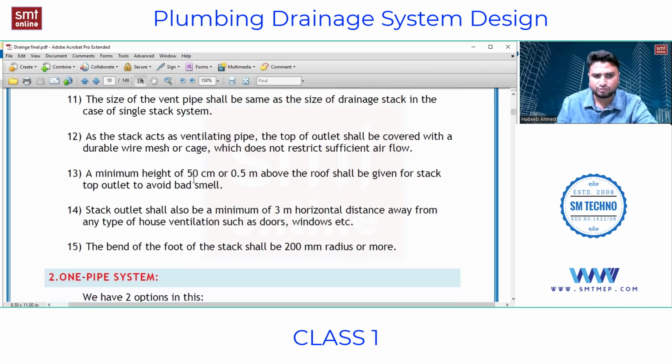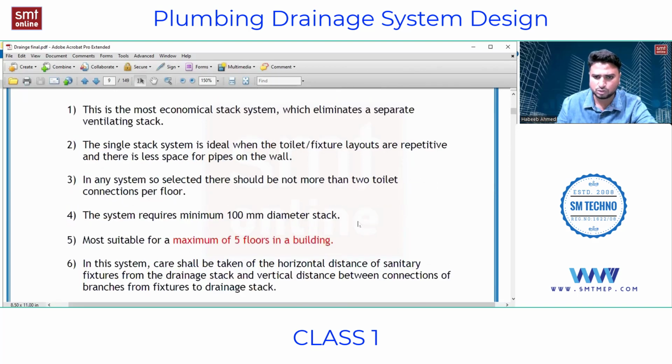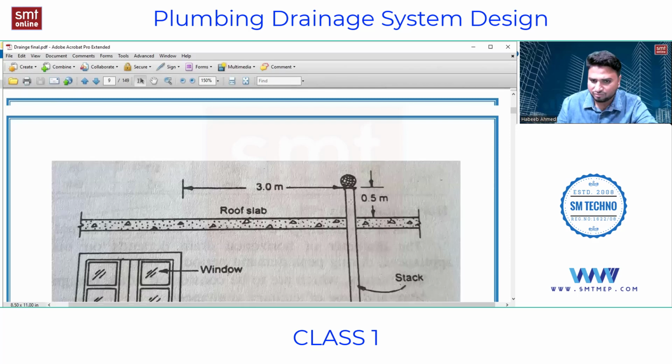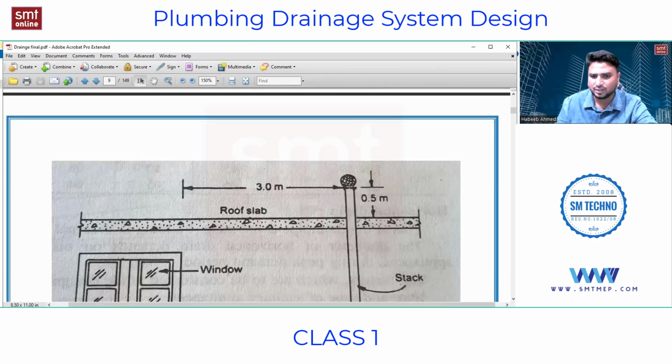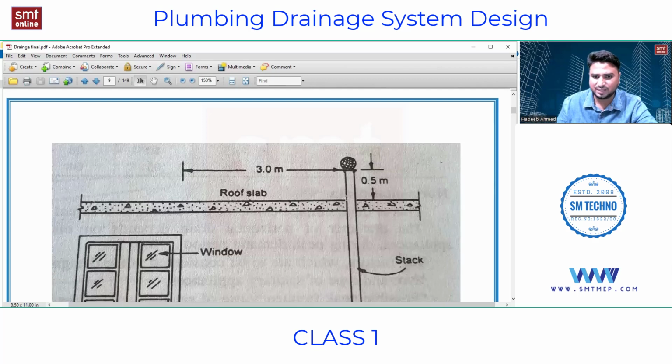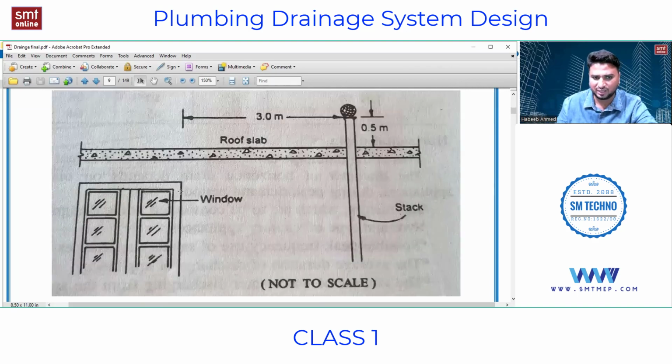A minimum height of 50 cm or 0.5 meters above the roof shall be given for the stack top outlet to avoid bad smell. For example, if someone goes on the roof area, this should have a minimum of half meter of height from the parapet level, so that they should not feel the discomfort. And one more thing they say is that this vertical riser, or this stack, should have a minimum of 3 meters of distance from a living area, like doors, windows, or any kind of opening, so that the people below should also not feel the discomfort.